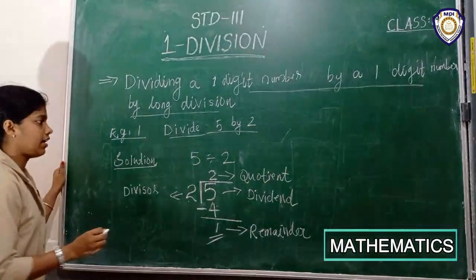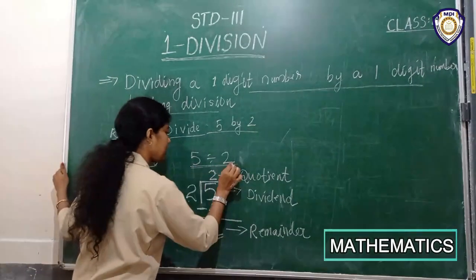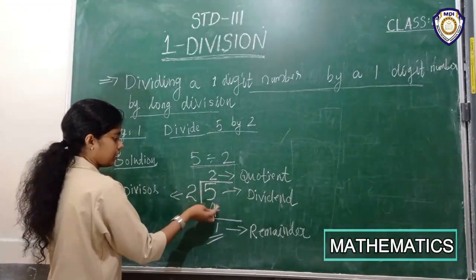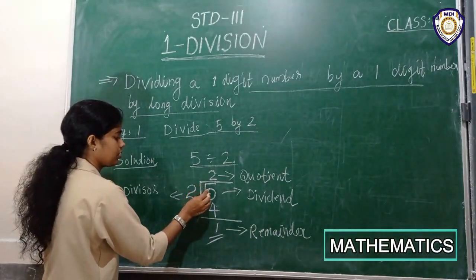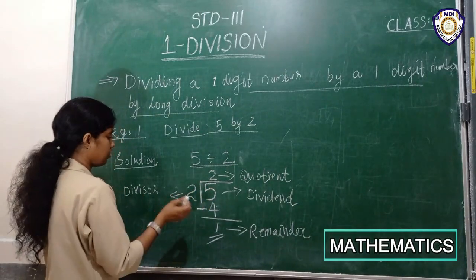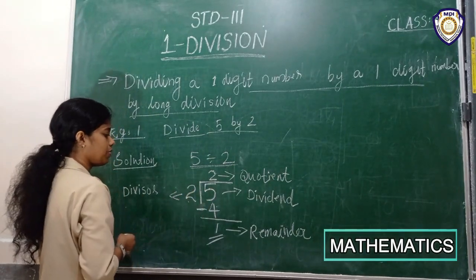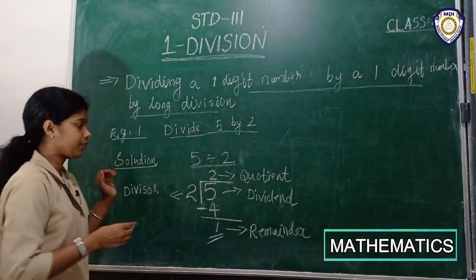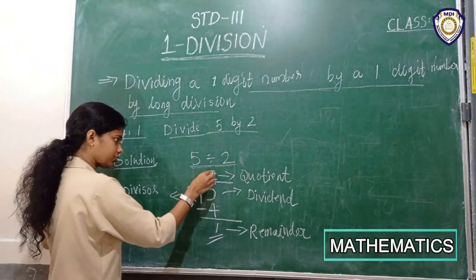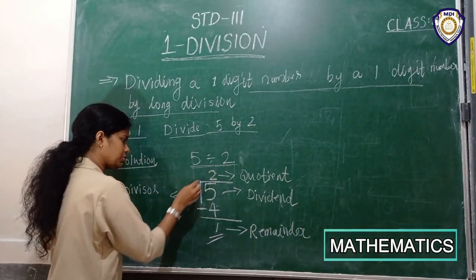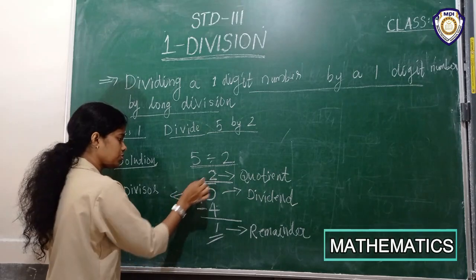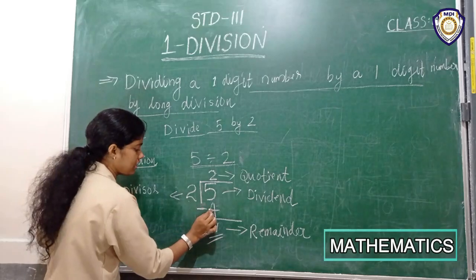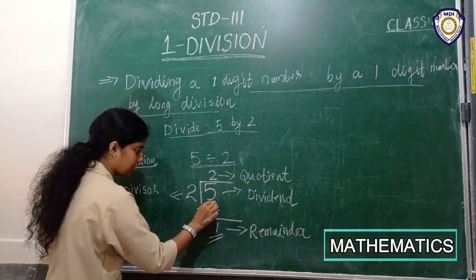I will explain one more time. 5 divided by 2. Okay. Write 5 here, write 2 here. How many times is 2 in 5? 1 2 is 2, 2 twos are 4. 2 times. Only 2 times. Okay, write 2 here. Then multiply 2 into 2. 2 twos are 4. We got the answer 4. Write 4 here.